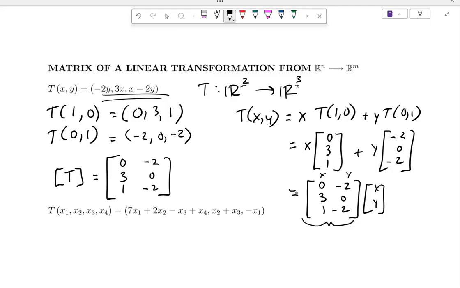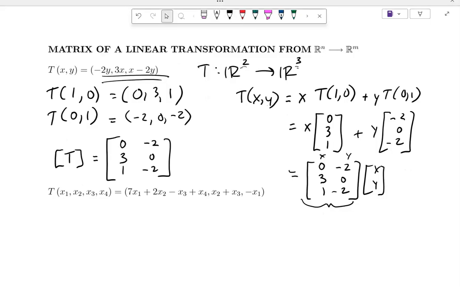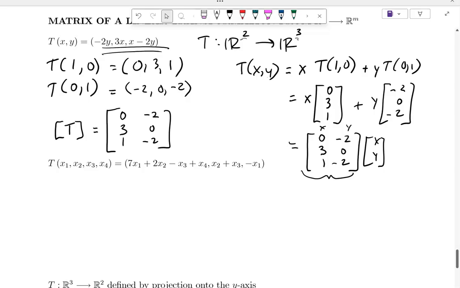3 by 2. Notice it kind of flip-flops the dimensions, right? The number of rows is the dimension of your output space, the dimension of your codomain. The number of columns is the dimension of the domain. So let's look at the next example here, and let's see if we can figure out what size matrix we should have and what the columns are going to be.